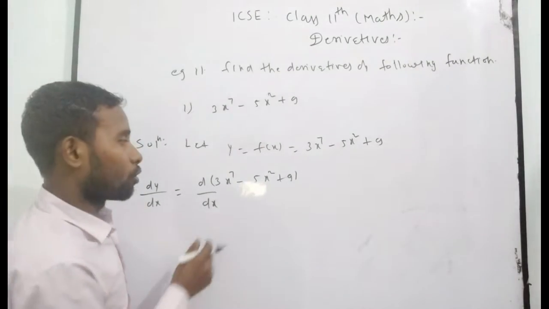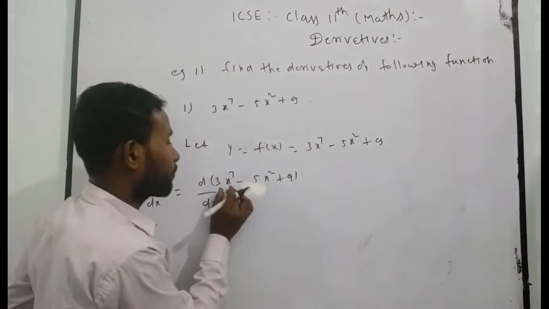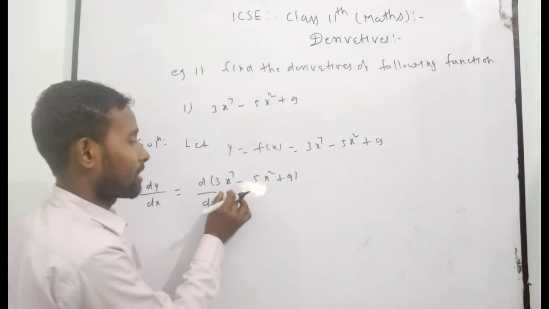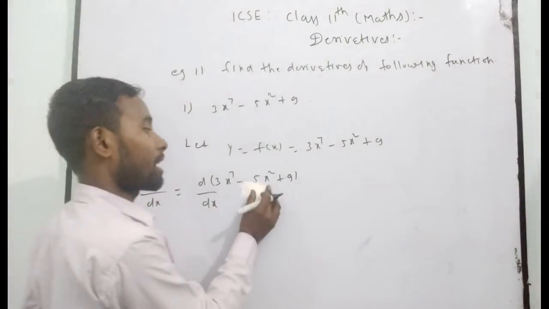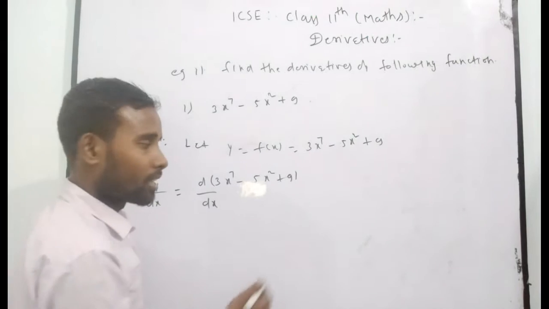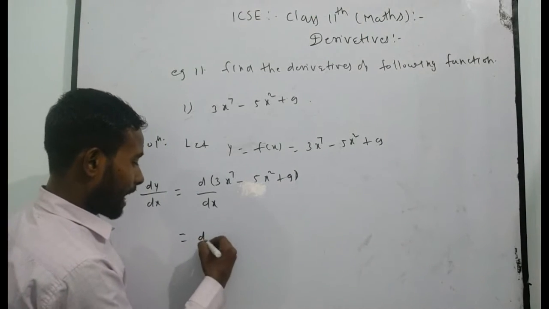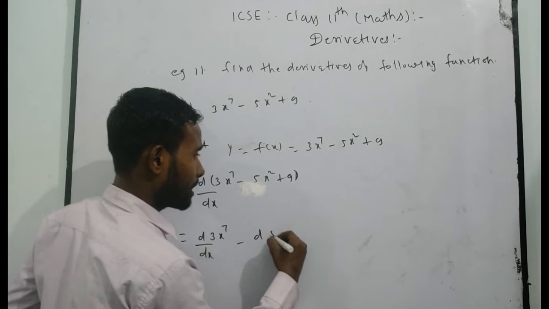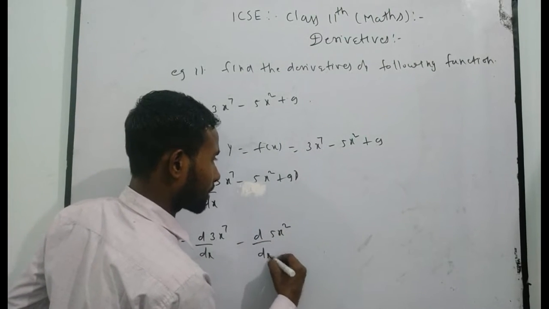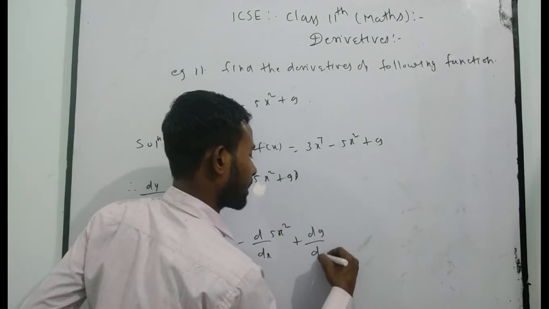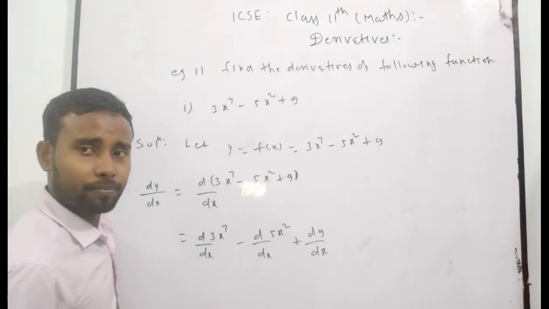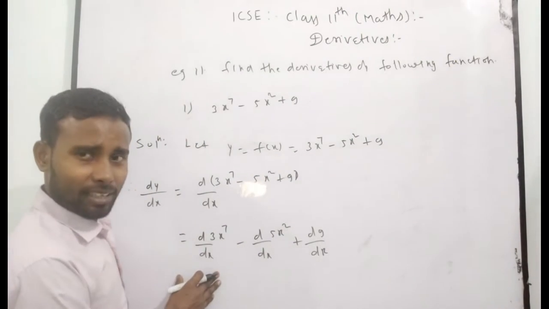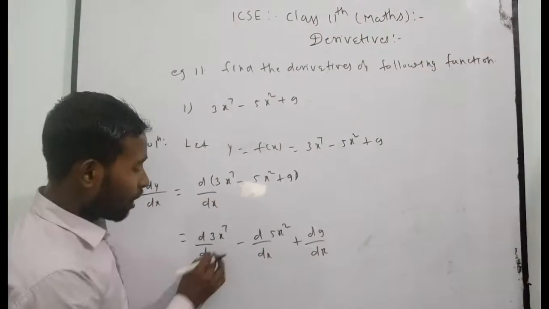As I have told you, it is a sum of three different functions. 3x to the power 7 is f1(x), then f2(x), then f3(x). Can I write it? The derivative of 3 into x to the power 7 with respect to x, minus the derivative of 5x square with respect to x, plus the derivative of 9 with respect to x. Can you write? If you see here, what is this?